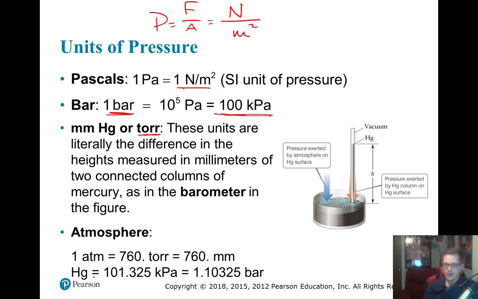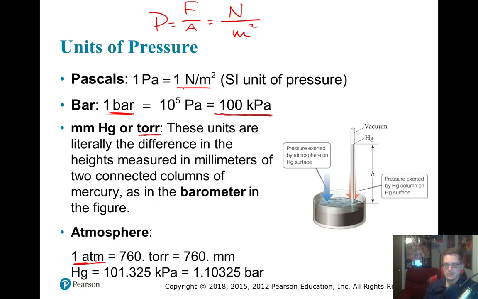And then finally, we have the one that we probably use the most in chemistry, and that's the atmosphere. The atmosphere is defined as the pressure that Earth's atmosphere applies at sea level. We use this one because we live on Earth and we have an atmosphere and it's pretty much stable, which is kind of nice. So we have one atmosphere.